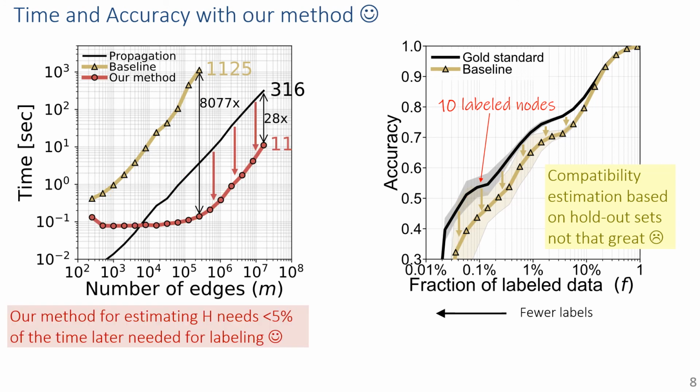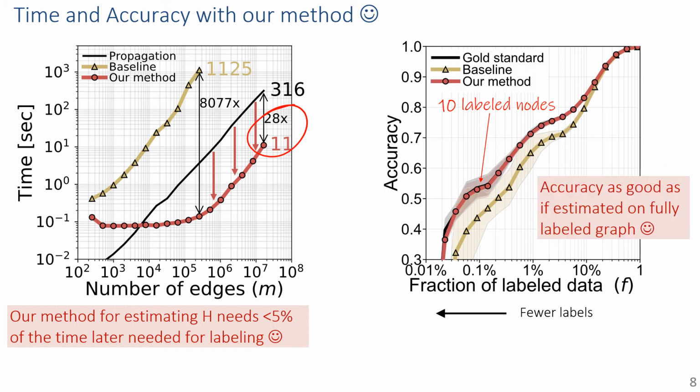Our method of learning is faster than inference. Estimation just takes 5% of the time for propagation, so we only have a negligible increase in end-to-end time needed. At the same time, our accuracy is as good as if we had used the gold standard. This means if we had estimated the compatibility matrix on the fully labeled graph. So the conclusion is there's no more need for any heuristics or domain experts. Parameter estimation has become a cheap pre-processing step before label propagation.